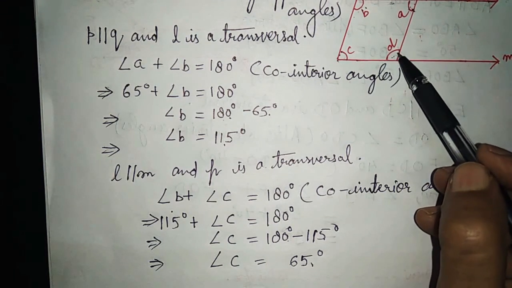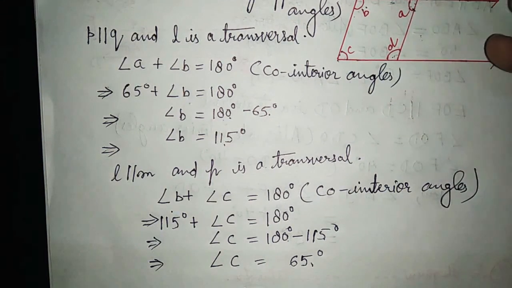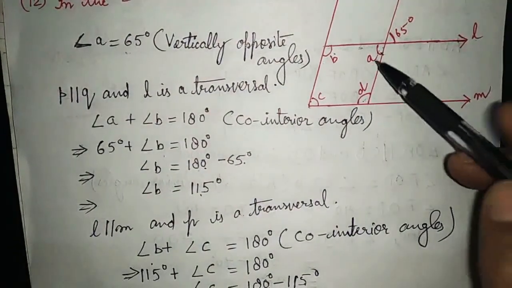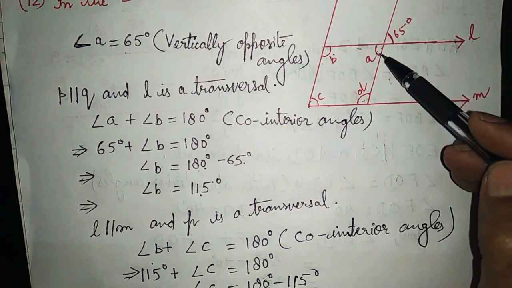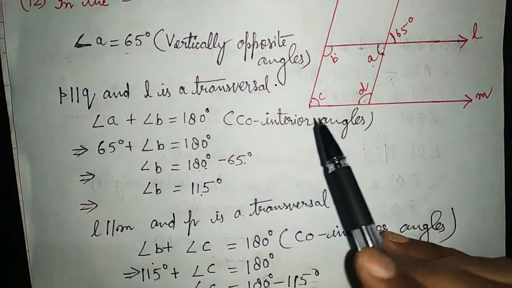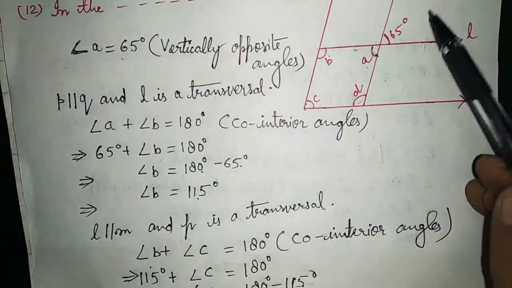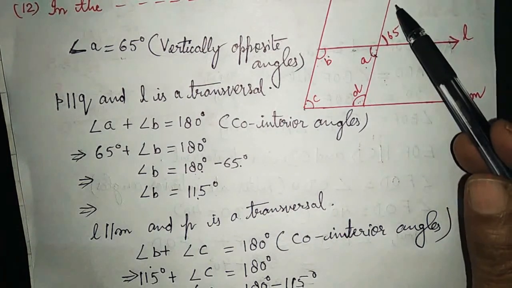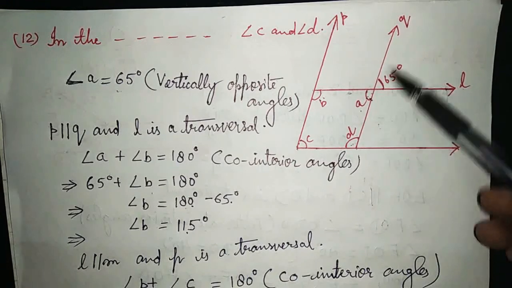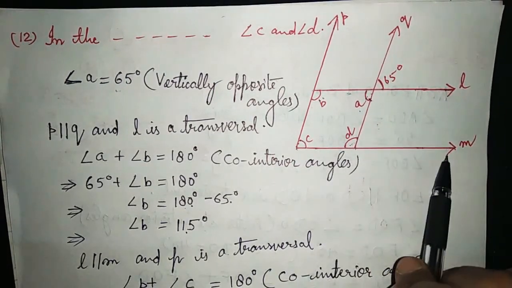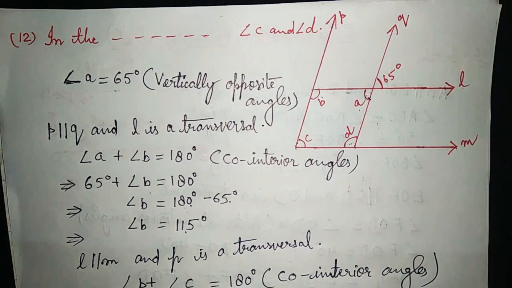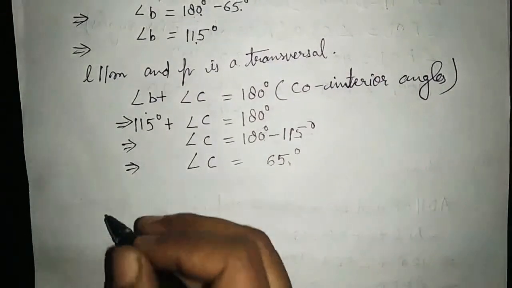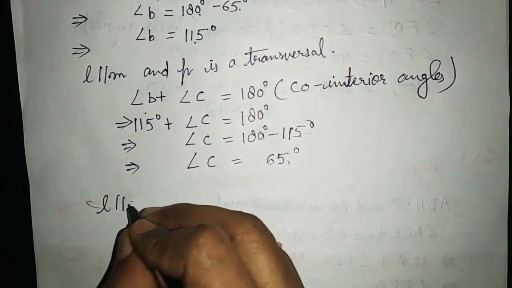Now we have to find the last remaining angle D. Okay, for this angle D, we will take Q as a transversal line. Okay, because here we know the measure of this angle A. We have calculated the measure of angle A, and D we have to find now. So Q as a transversal line, and lines L and M, these two we take as parallel. Okay, so here we will write L is parallel to M.